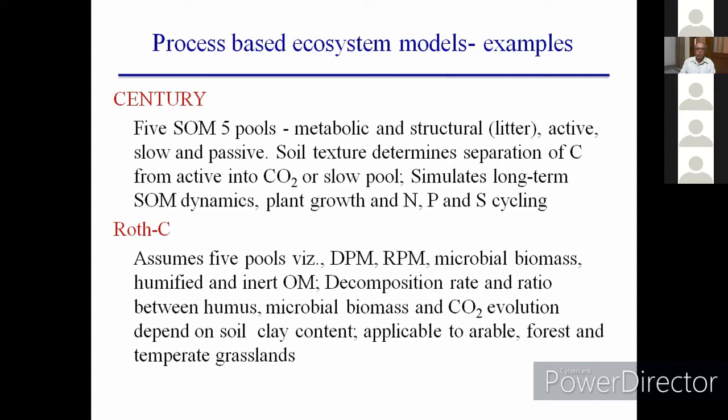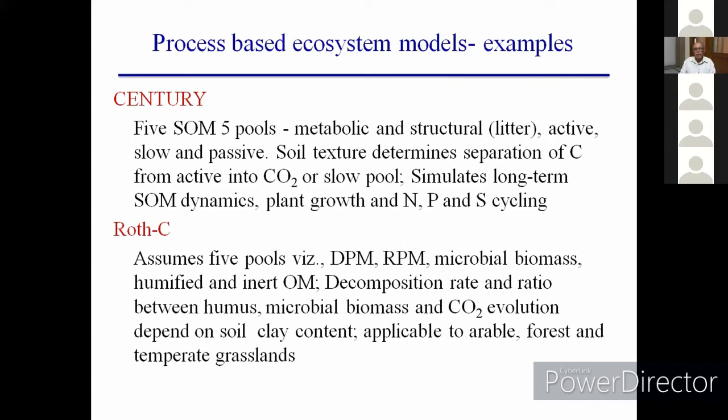You can fit two first-order kinetics with two pools of first order. One is decomposable, another is recalcitrant. Then you can get two rate constants, K1 and K2. Probably you can fix those and partition this. We have tried to do that in our laboratory also, to partition DPM by measurement. Biomass you can measure, but humified and inert is difficult to measure.